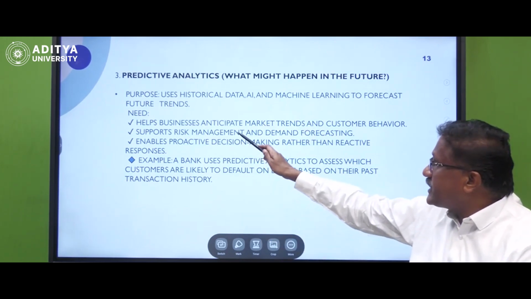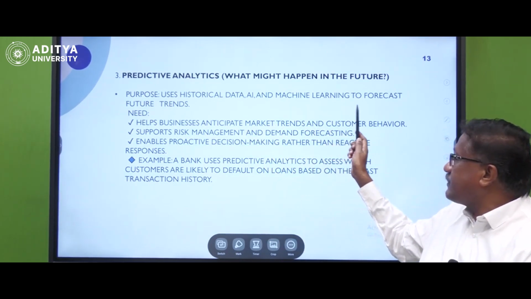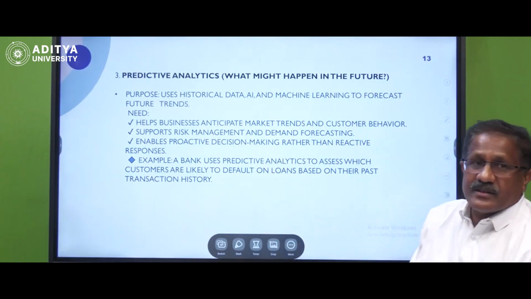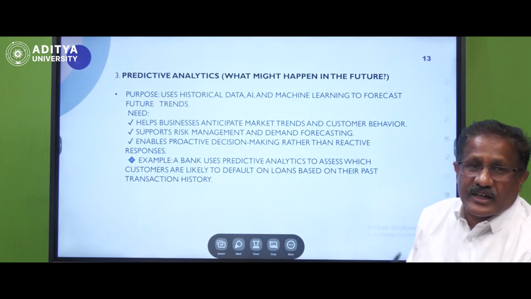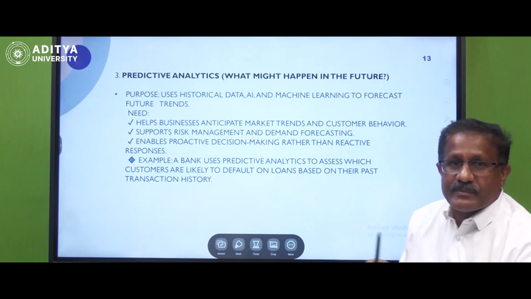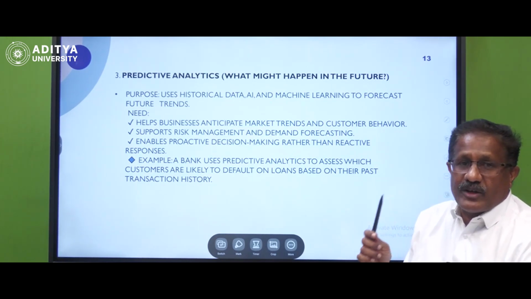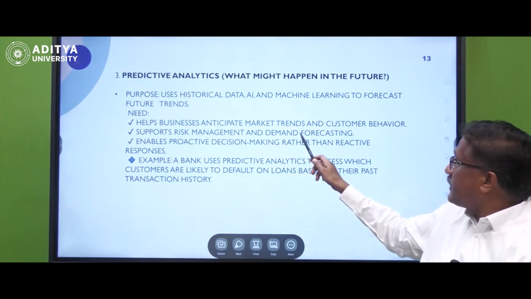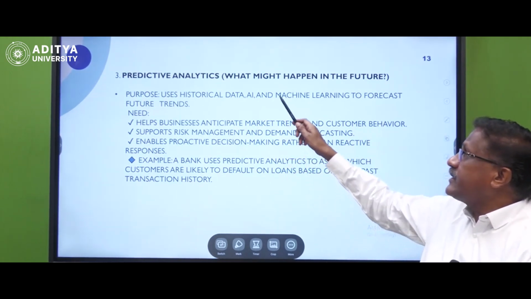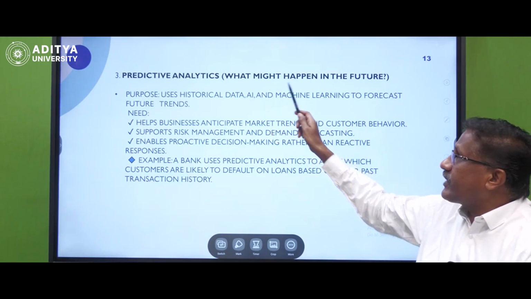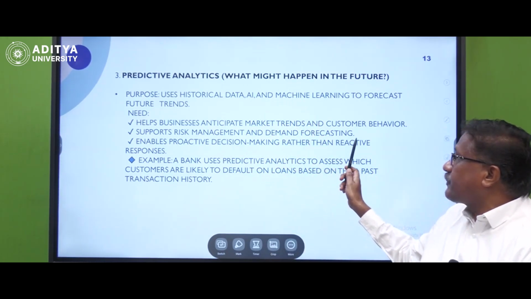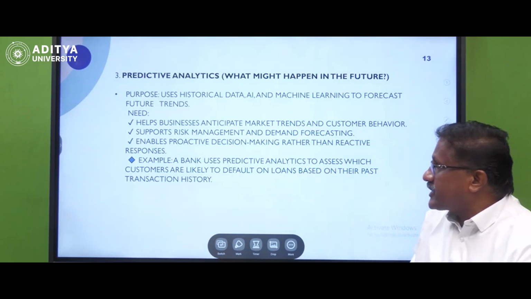In the same way, it helps the business anticipate market trends and customer behavior. It also supports risk management. If there is no risk, you cannot get anything. You have to take risks sometimes. No pain, no gain. So risk management and demand forecasting can also be done with the help of predictive analytics. It enables proactive decision making rather than reactive responses.